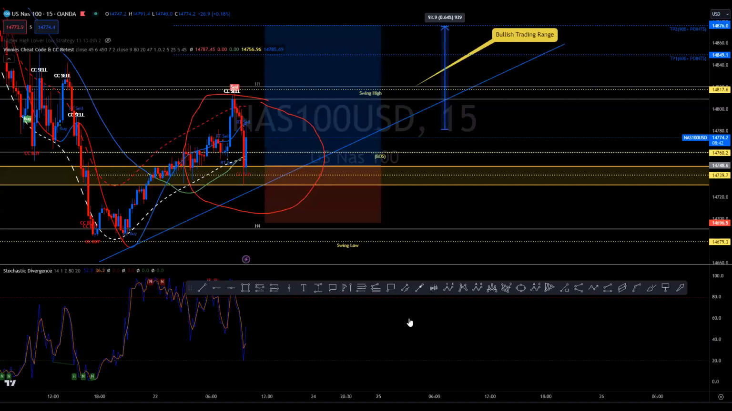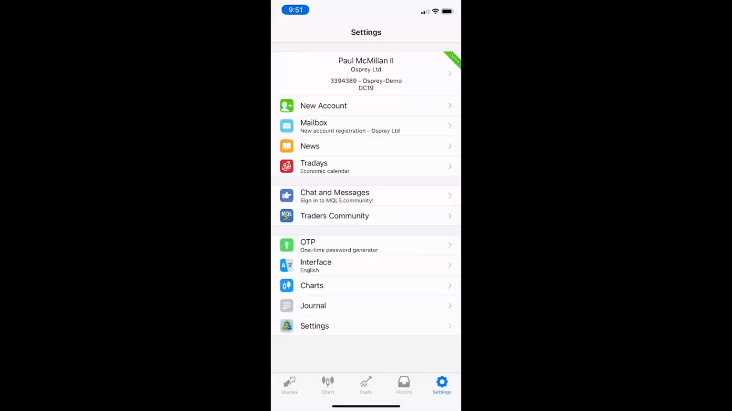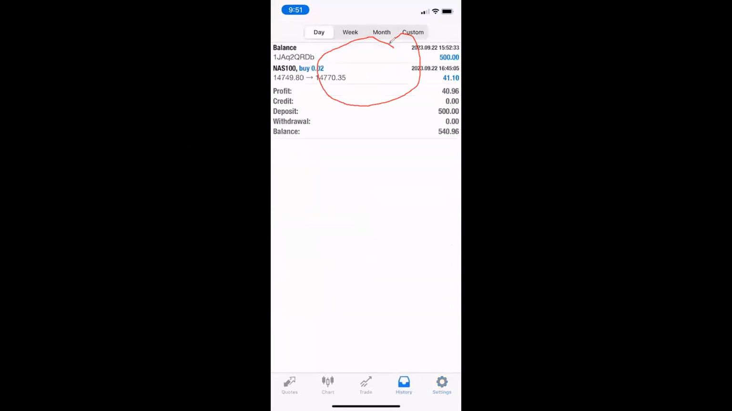All right, it has been documented, so I'll share the results with you. I'm actually doing demo today, and I'm doing it off of one of my other offshore brokers, Osprey. Made $40 because I did 0.02 in a $500 account. So that's what I did.